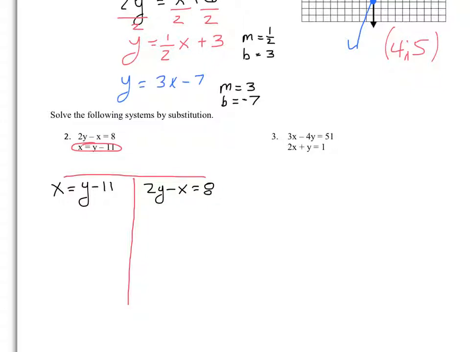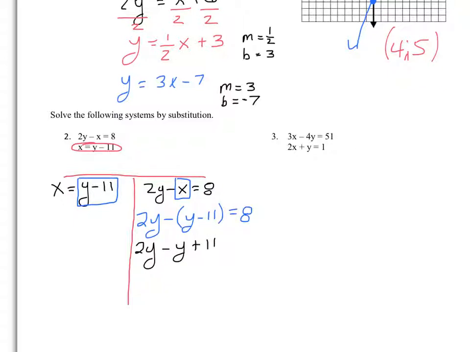So now from here, I box the expression that isolated variable is equal to. And then since that's equal to x, I put a box around the x on the other side. So now I replace that x with the y minus 11. Make sure you use parentheses because you're going to have to distribute that minus sign. So now if I use distributive property, that's going to be a minus y and a plus 11, which equals 8.